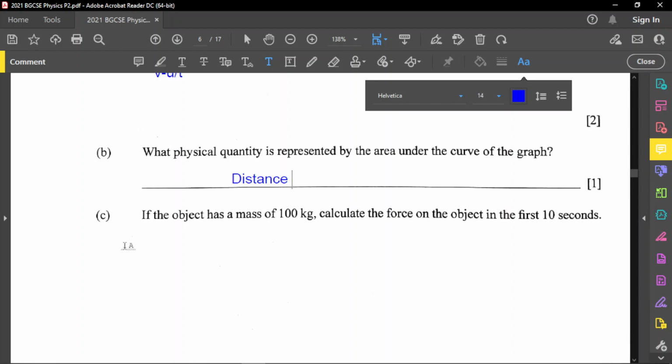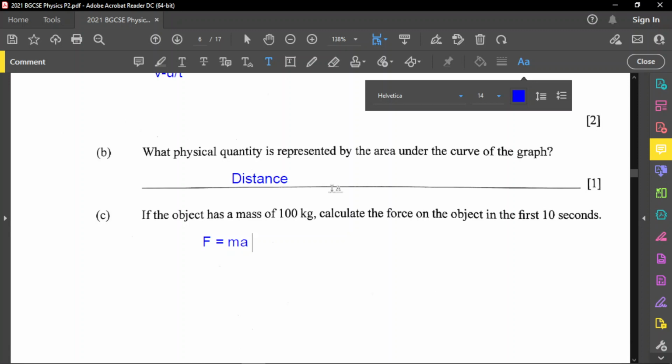All right, so part C is: if the object has a mass of 100 kilograms, calculate the force on the object in 10 seconds. The formula for force is equal to mass times acceleration. Remember, we can also find force as weight, because weight is equal to mass times gravity. But this object is not falling, so you cannot use that formula. I just want to point it out. If something is acting downwards, then you can just use mass times gravity. This is not acting downward. This is a moving object, which you can call on the horizontal plane.